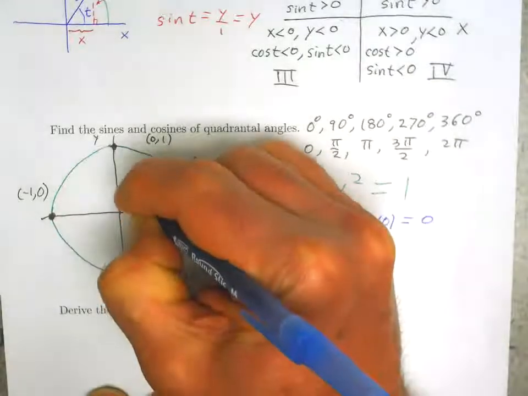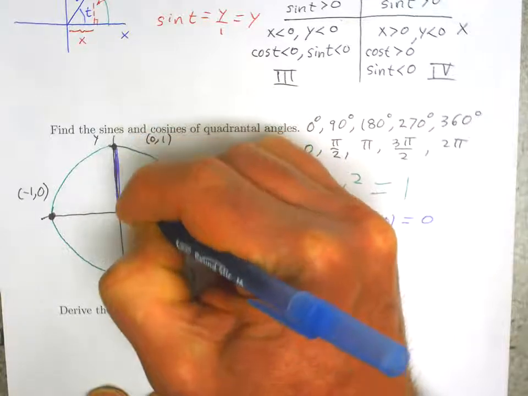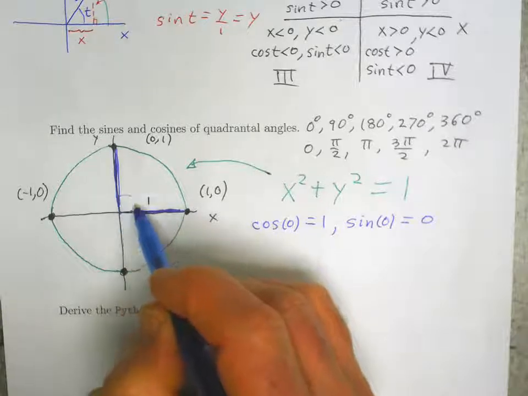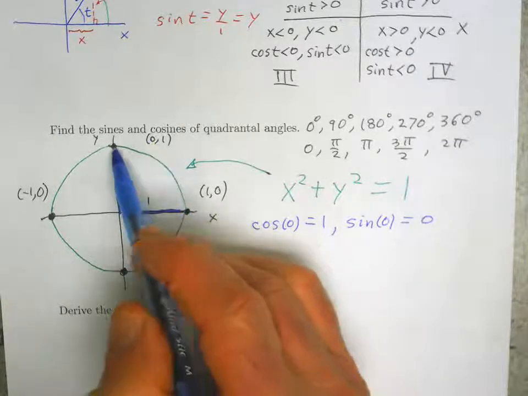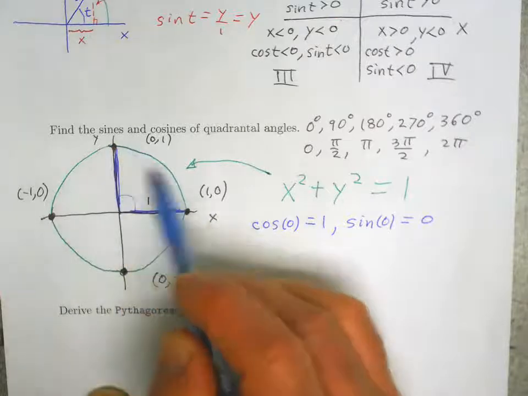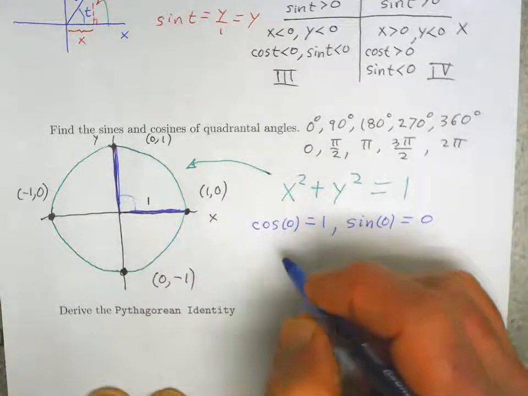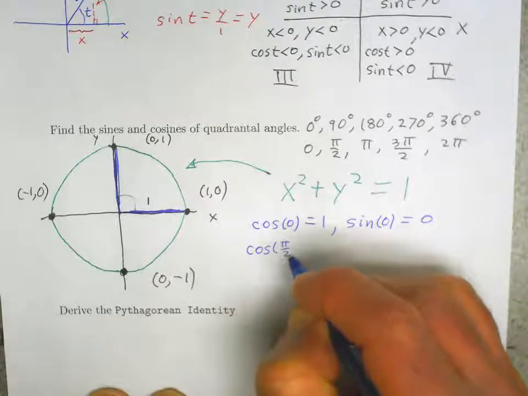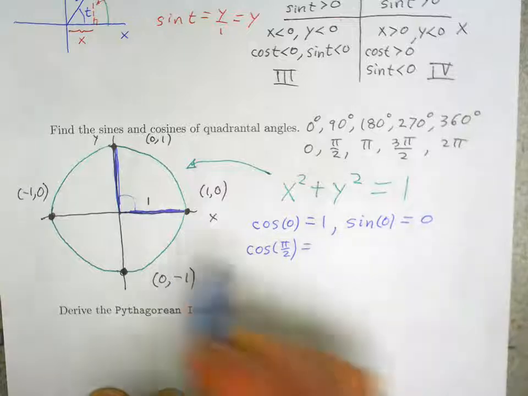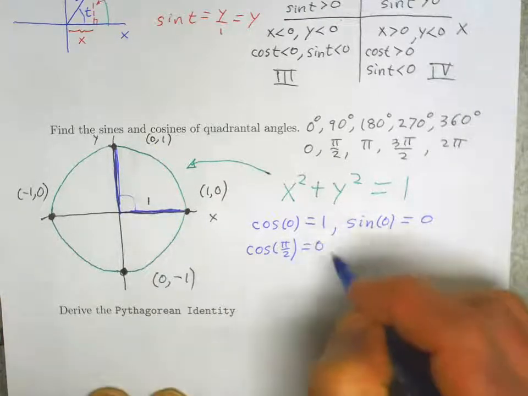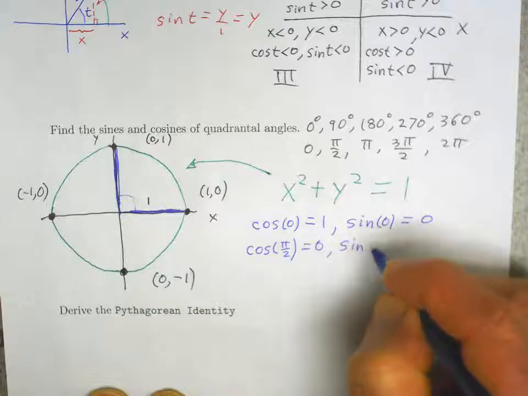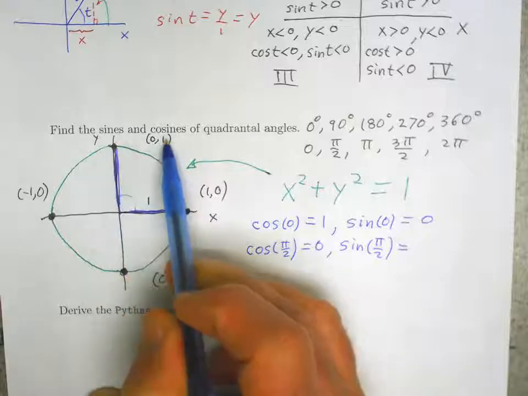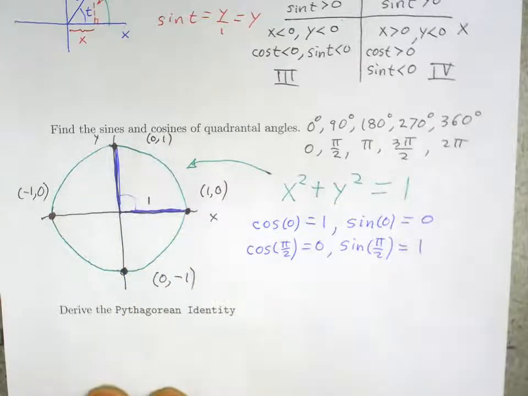Okay, on the positive y-axis, the central angle for this is pi over 2 radians. The x-coordinate of this point is 0, the y-coordinate is 1. So that means that cosine of pi over 2 is equal to the x-coordinate, which is 0. And sine of pi over 2 is equal to the y-coordinate, which is 1. So sine of pi over 2 is 1.